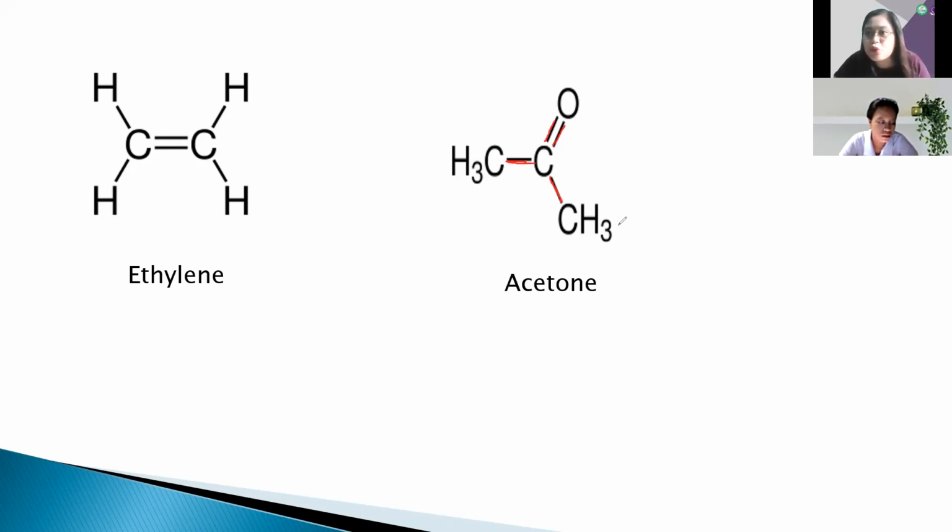So you have no room for another element pa na mag-bond kay carbon kasi ubos na lahat ang kanyang electron. So that is also true here for ethylene. 1, 2, and then 3, 4. So this one is good. While this carbon naman here is 1, 2, and then 3, and 4.